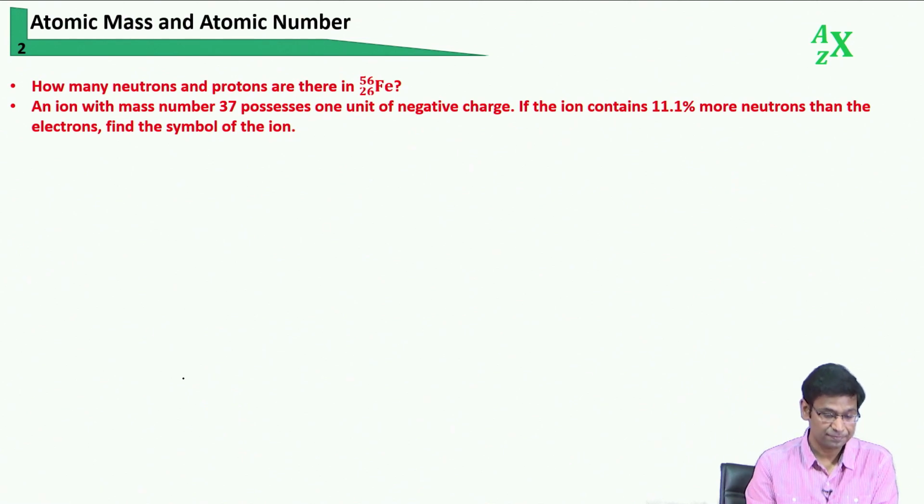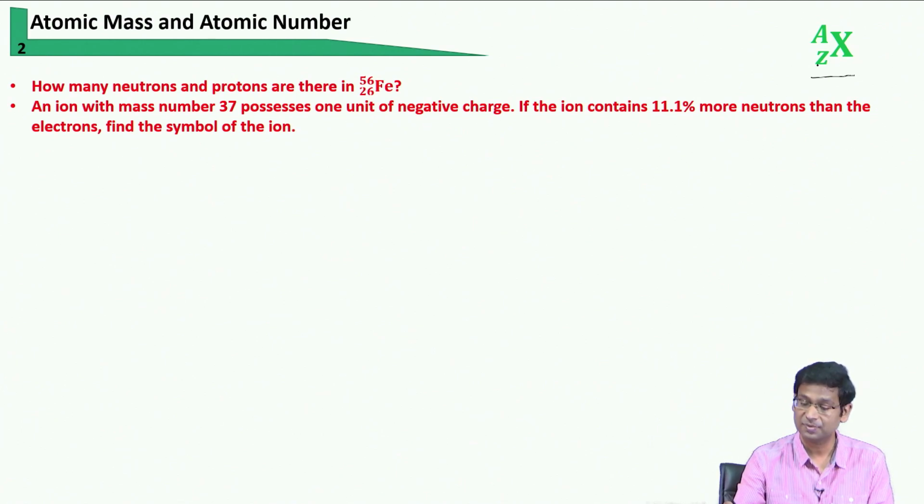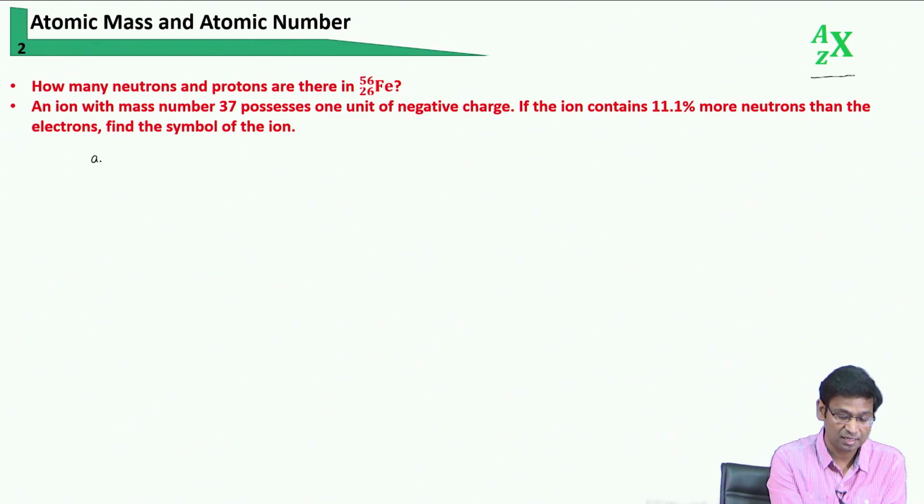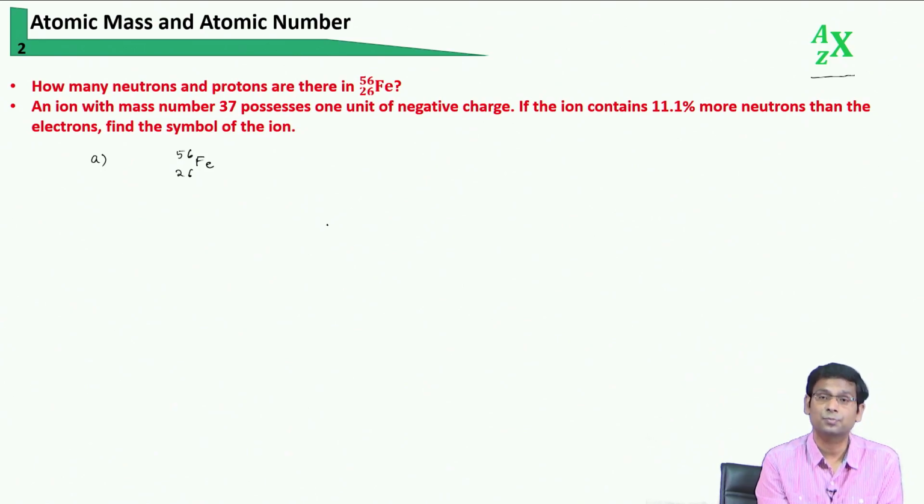The next question concerns atomic mass and atomic number. When we were discussing this chapter, we represented an atom in this particular form, where X is the symbol of the atom, Z is its number of protons, the atomic number, and A is its atomic mass or mass number. The first bit of this question gives the atom 26 56 and asks how many neutrons and protons are there.